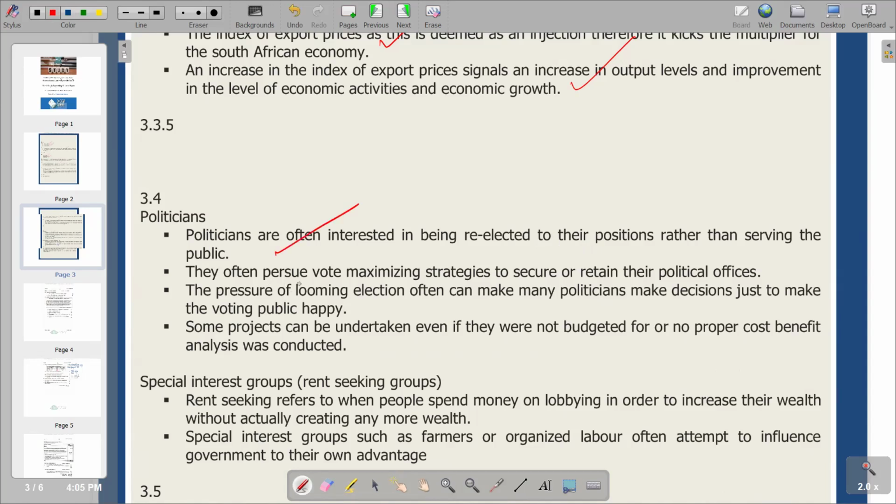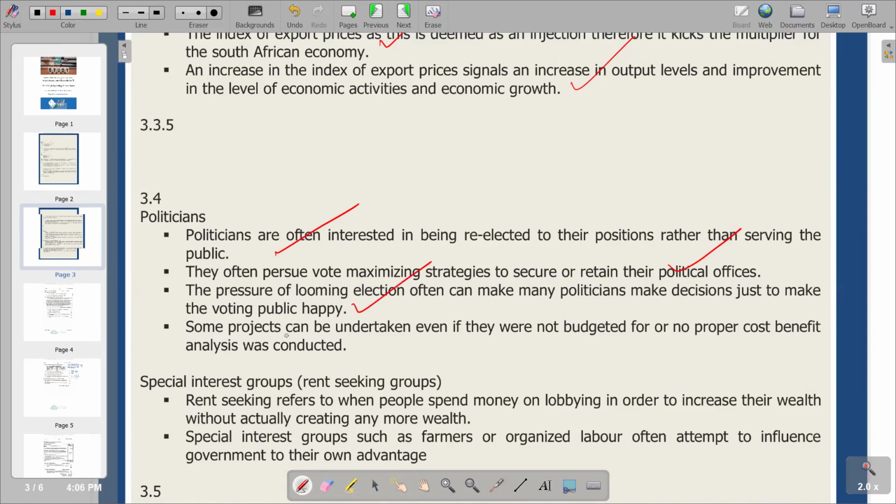The second one, they often pursue vote maximizing strategies to secure or retain their political offices, ignoring their main mandate that they have to be focused on service delivery. The pressure of looming elections can often make many politicians make decisions just to make the voting public happy.